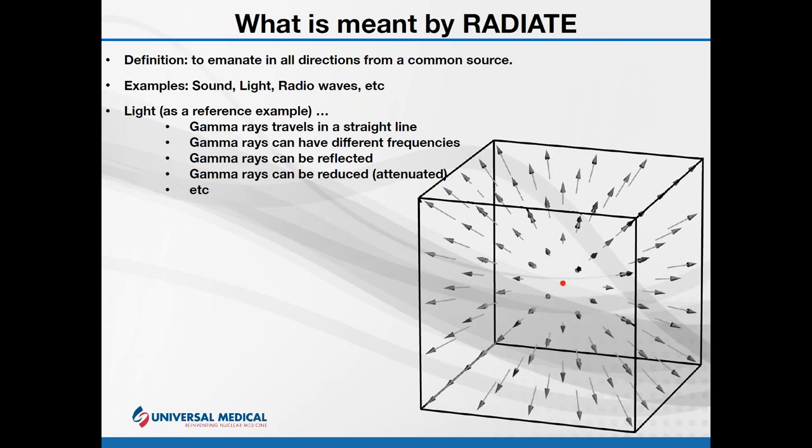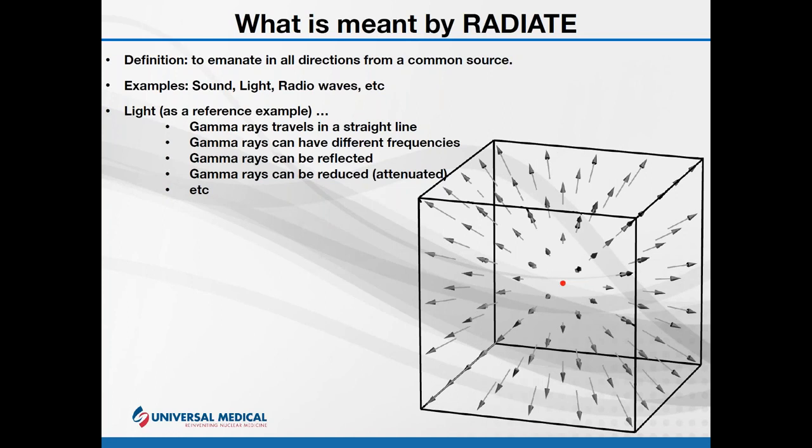I like to use light as a corollary when I'm talking about gamma rays. This is because there's a lot of similarities. When I think of light, I understand that light travels in a straight line. I take a flashlight, turn it on, nice straight line. Gamma rays do the same thing. We know that light can have different frequencies. Blue light, red light, green light. Each of those are a different frequency in the spectrum. Well, gamma rays, the same thing. There are frequencies associated with gamma rays. Each of them have their own characteristics.